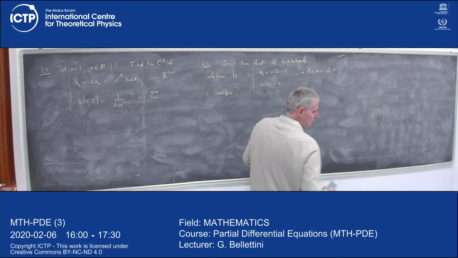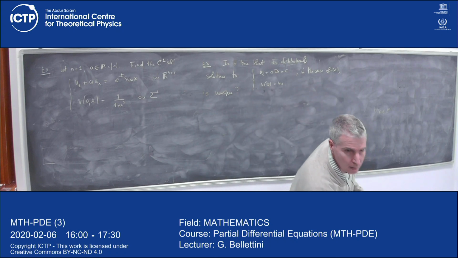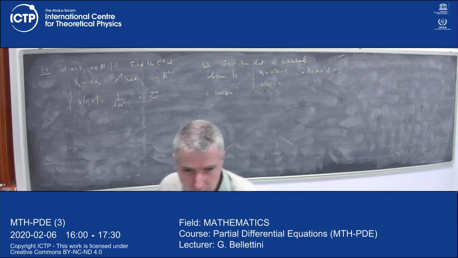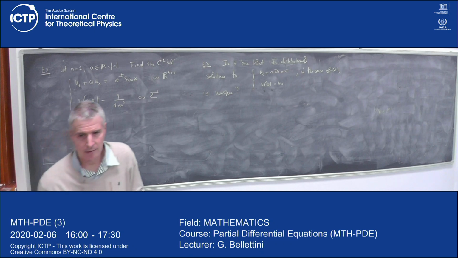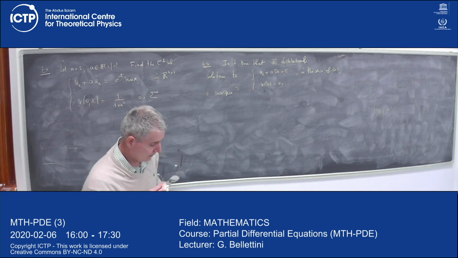We can say u and v are equal almost everywhere. Yes, they are in L1 loc. They are equal in this sense, no more than that. They can be equal almost everywhere, because we are in L1 loc, so functions are not any more functional equivalence classes. No? Okay.